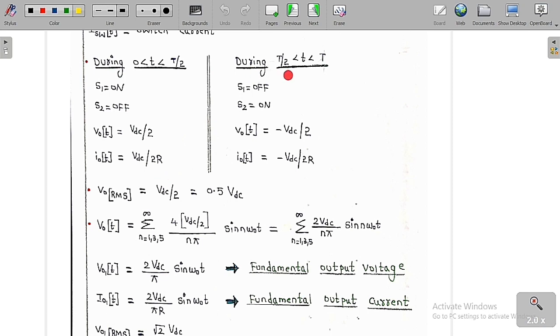During T by 2 to T, you can see clearly that S1 is off and S2 is on. One is off, so the other is on, in a complementary way of turning the switches on and off. If you apply KVL, then we get V naught of t equal to minus VDC by 2 and I naught of t equal to V naught by R, which is minus VDC by 2R.